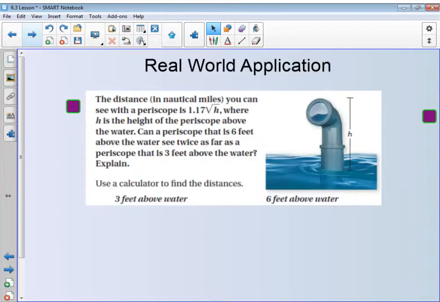The last thing is working with some real world applications, where they might give us story problems using those square roots. It says the distance in nautical miles you can see with a periscope is 1.17 times the square root of h, where h is the height of the periscope above the water. Can a periscope that is 6 feet above water see twice as far as a periscope that is 3 feet above the water? Explain. Go ahead and use your calculators to do the distances.